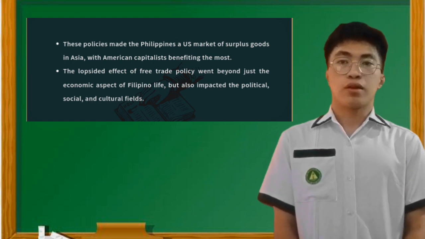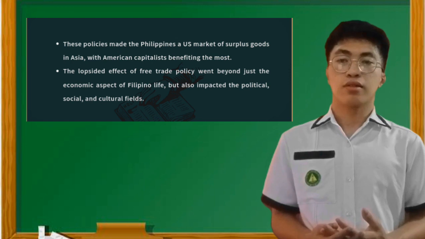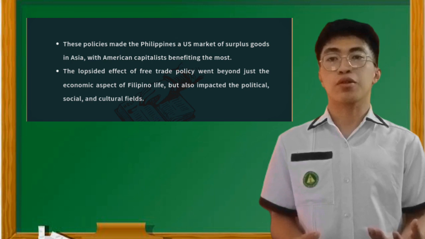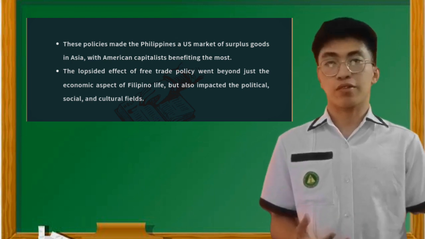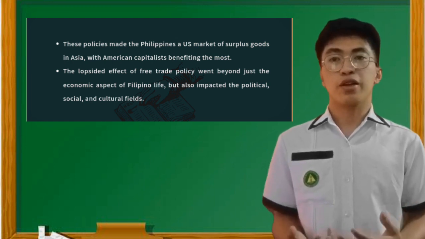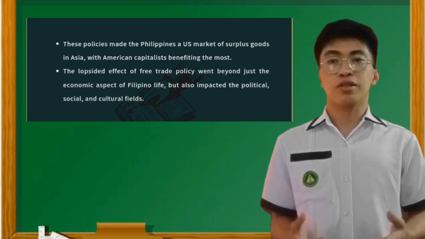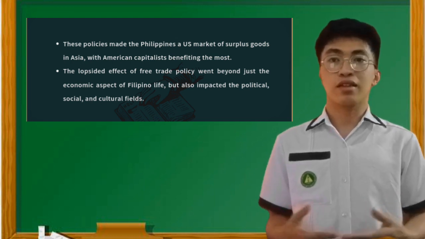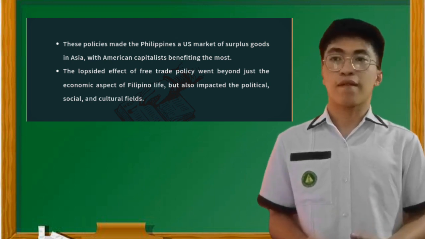Since the Americans buy raw products from us, it does not mean that they cannot sell products to us. It goes vice versa, that's the free trade policy. They buy products from us, but they also sell products to us. They develop the raw materials that come from us, then sell them back to us at a higher price.